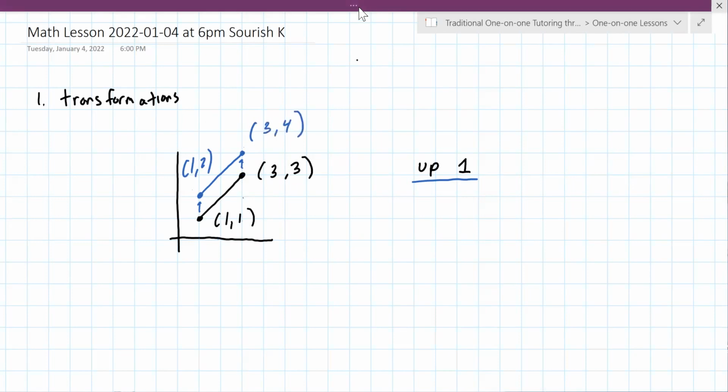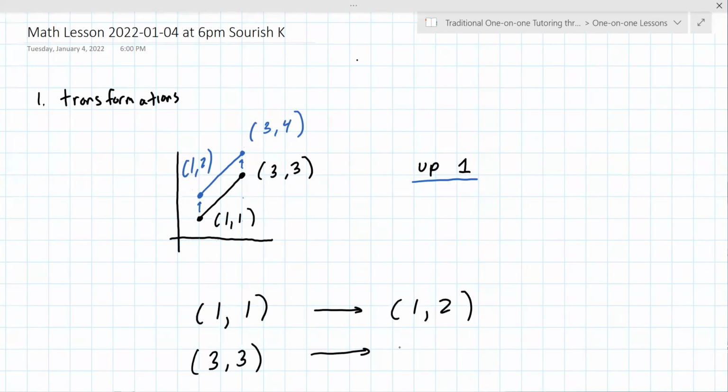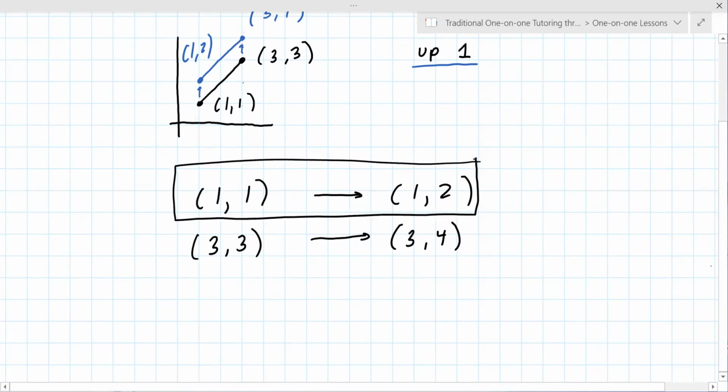Okay, so now let's summarize what we did here. The ordered pair 1, 1 went to the ordered pair 1, 2. The ordered pair 3, 3 went to 3, 4. Now, when you look at this first ordered pair here, what changed from the left to the right?